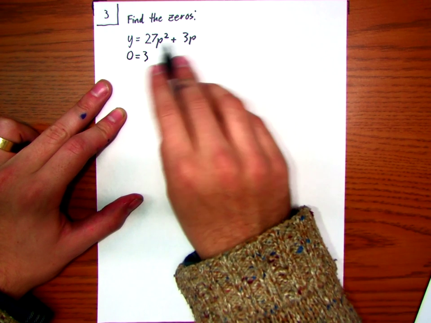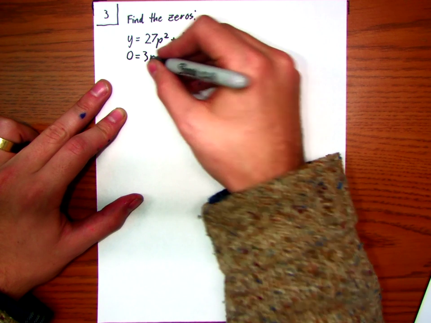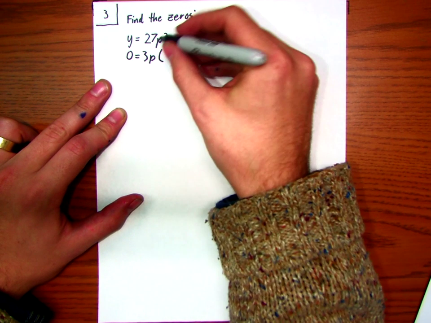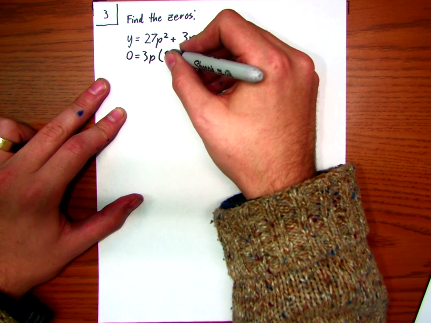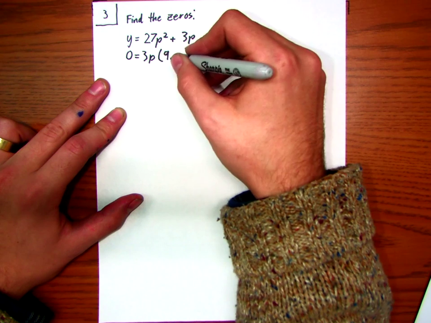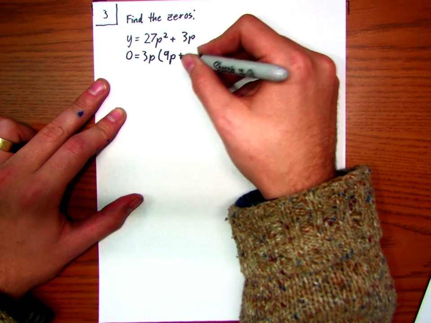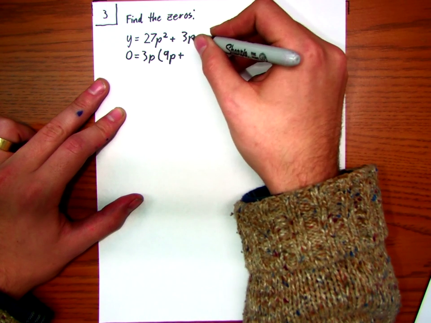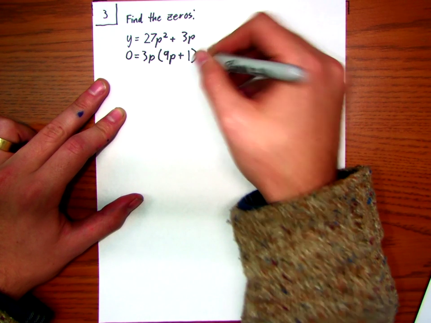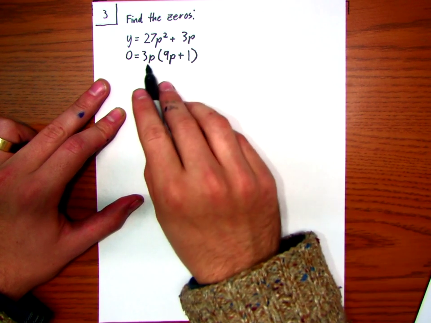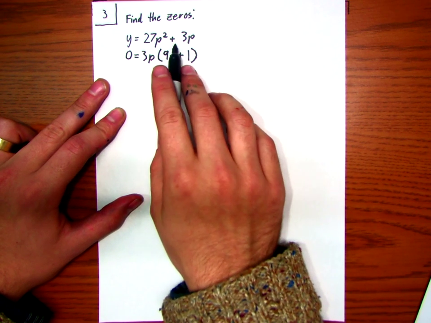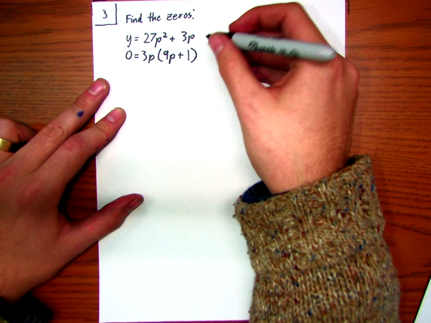And I also notice that both of the terms have a p in it. So I'm going to take a p out as well. If I divide 27p squared by 3p, 27 divided by 3 is 9, and p squared divided by p just leaves 1p behind. So 9p plus, and then 3p divided by 3p, well, anything divided by itself is 1. I can check my factors by multiplying 3p back into my parentheses, and I am going to get 27p squared plus 3p, so that means I've done it right.